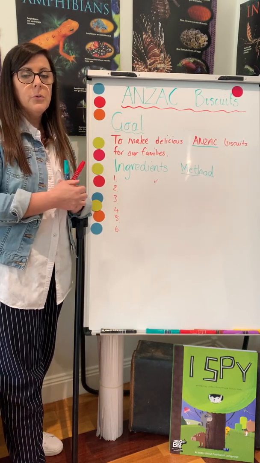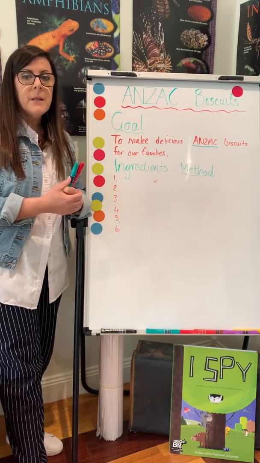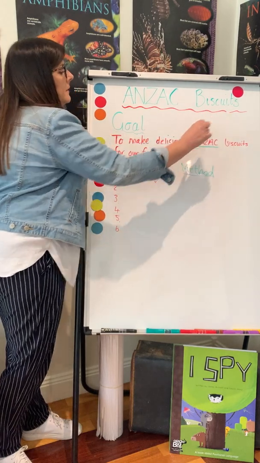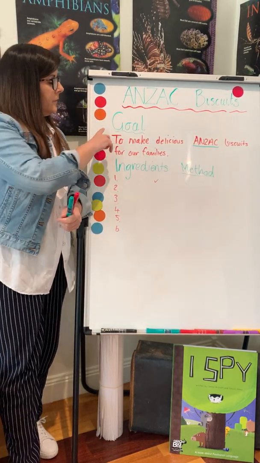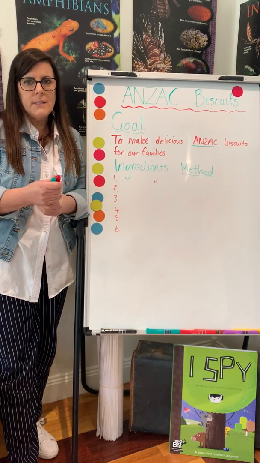So what I want you to do is put the next slide up on your computer or iPad, whatever you're using. Get your writing books out. Do your beautiful heading, ANZAC biscuits. Write down the goal, and then I want you to copy that recipe into your writing books.